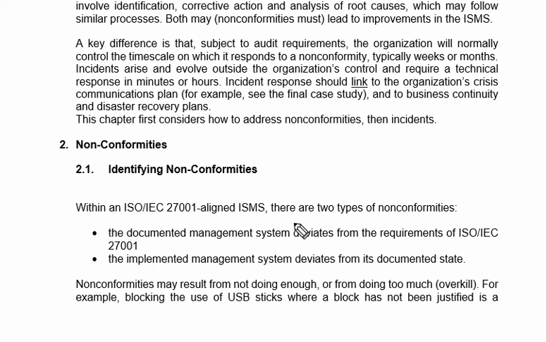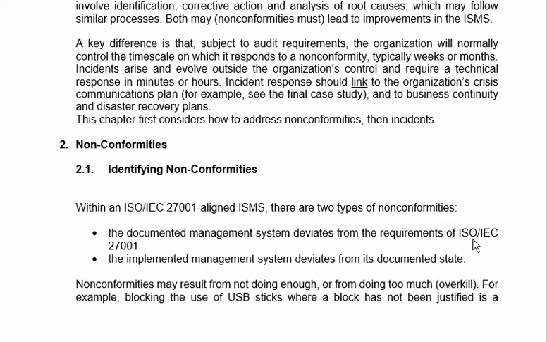Now there are two types of non-conformities as per the ISO 27001 standard. The first non-conformity is when the document management system deviates from the requirement. What does this document management system say? It stands for documenting all the policies and processes within the organization, and if you are maintaining records, then you should have proper record keeping within your organization. This is called a document management system.